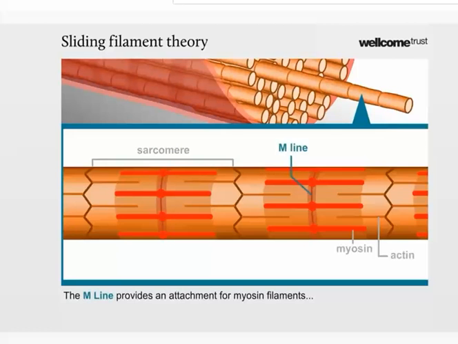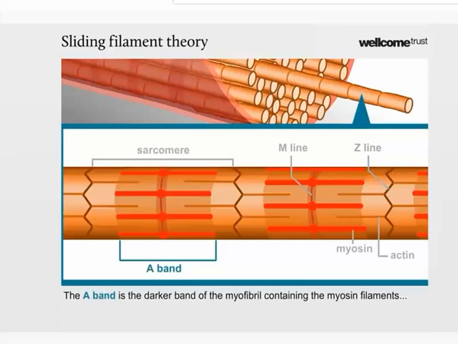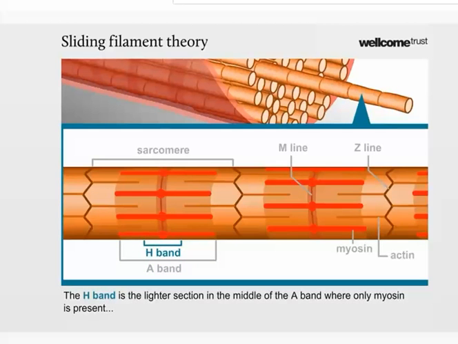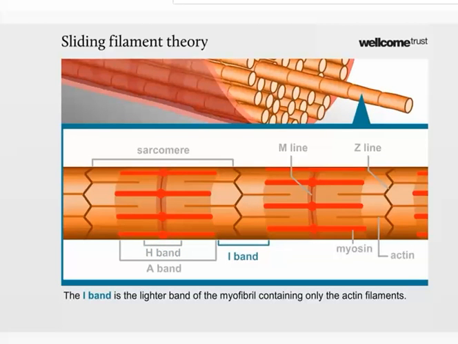The M line provides an attachment for myosin filaments. The Z line provides an attachment for actin filaments. The A band is the darker band of the myofibril containing the myosin filaments. The H band is the lighter section in the middle of the A band, where only myosin is present. The I band is the lighter band of the myofibril containing only the actin filaments.